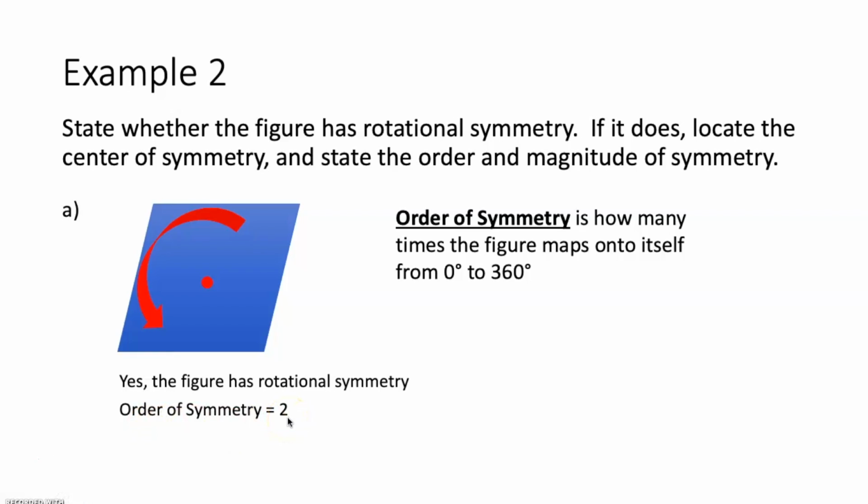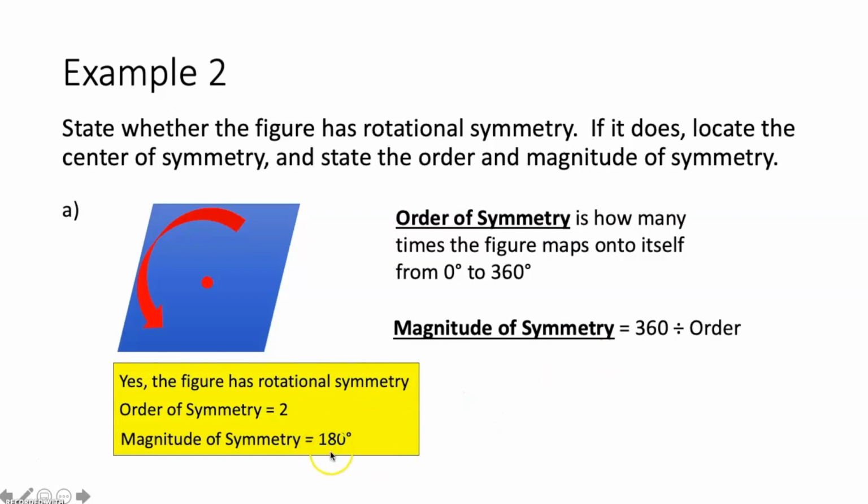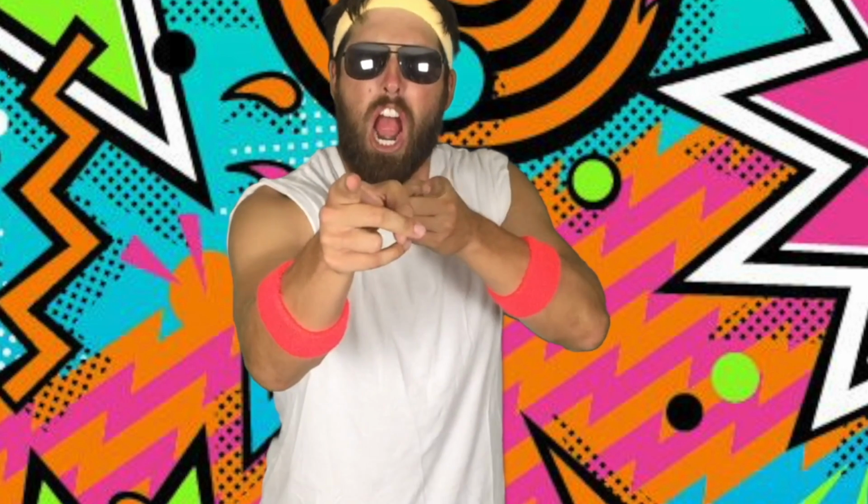The magnitude of symmetry is actually really easy. It's just taking 360 degrees and dividing it by the order. So our order of symmetry is 2. So 360 degrees divided by 2 would be 180 degrees. And that just tells you how many degrees it'll take to rotate this figure around this given point to get it to be the exact same figure, to map onto itself. Time for you to try.